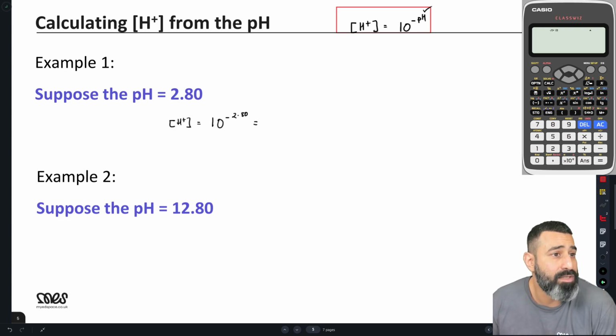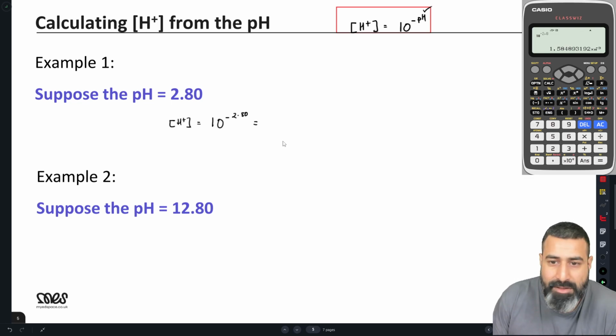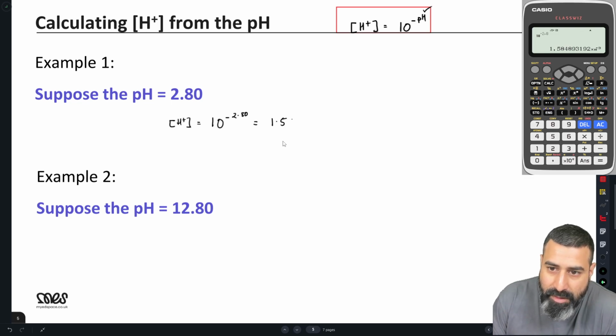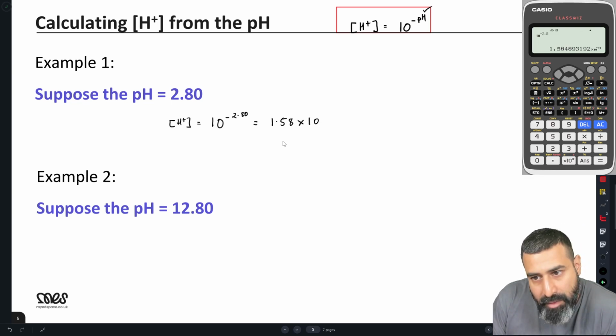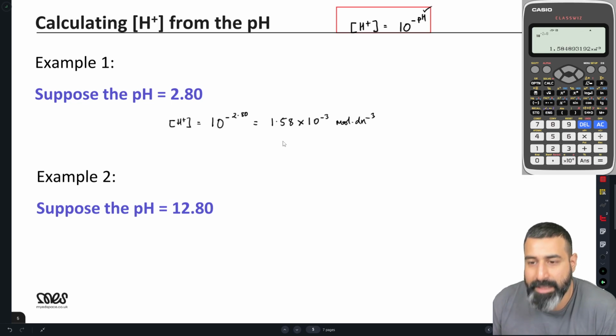So how does this look on a calculator? If I press Shift, log button, that gives me 10 to the power of, and that is the anti-log, I guess, or to unlog it, if that's a word, and that gives me the hydrogen ion concentration as 1.58 times 10 to the minus 3 moles per decimeter cubed.